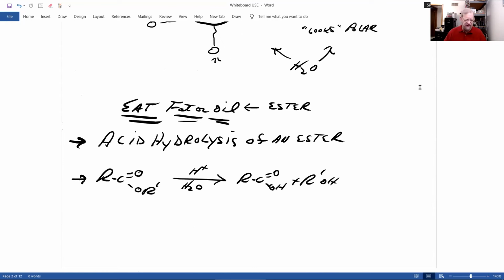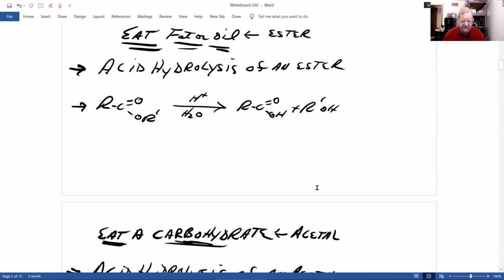So once again, the 3 major food groups or areas are when you eat a fat and oil, the functional group is an ester. That's acid hydrolysis of an ester. And there is ester, general reaction, acid and water gives you a carboxylic acid and alcohol.